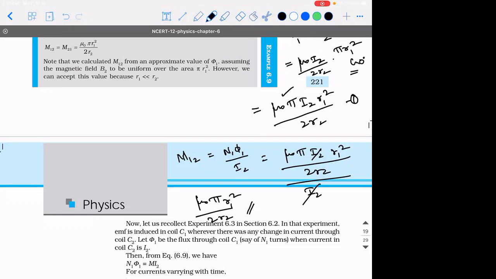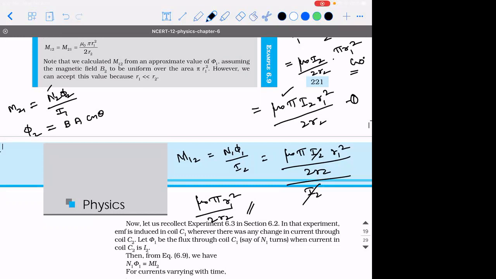What is the answer, guys? So M21 is equal to N2 phi 2 divided by I1. Here N2 is 1. So what about phi 2? Who can tell me? So phi 2 is how much?